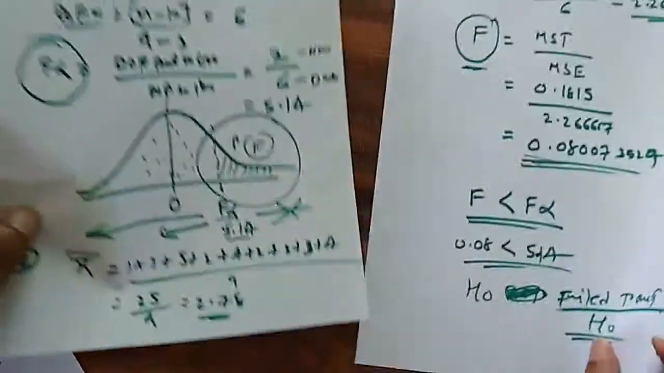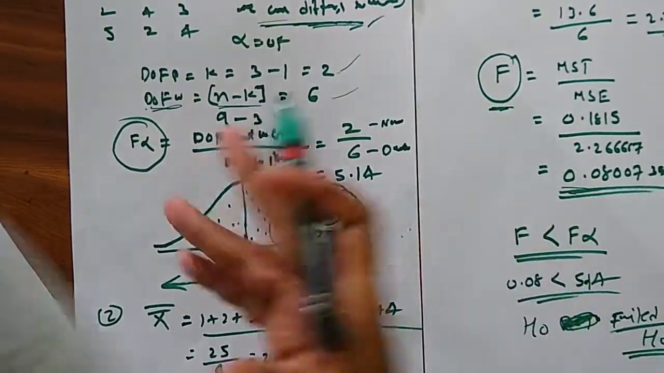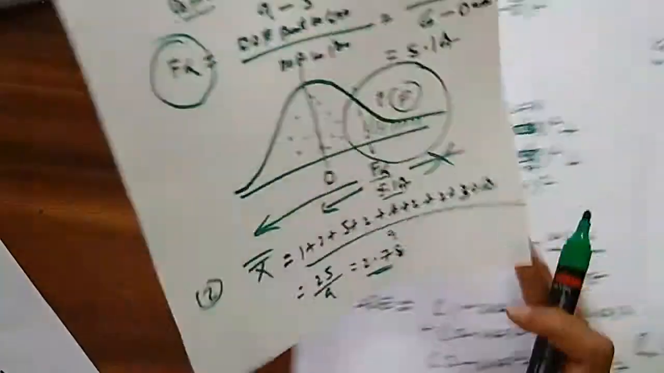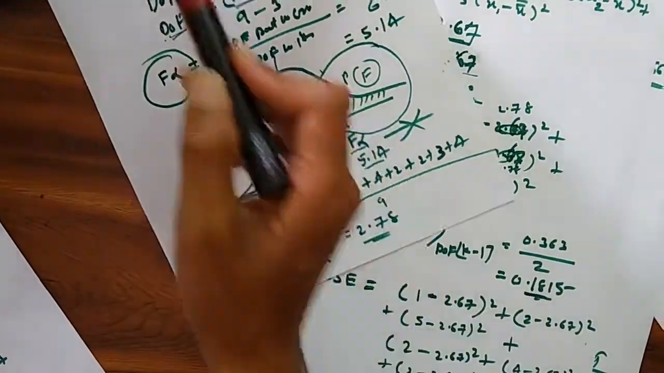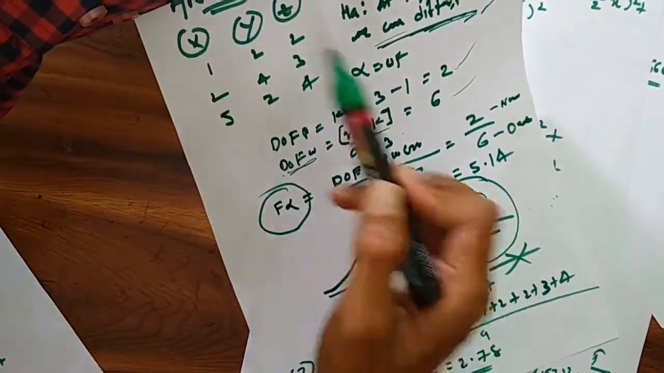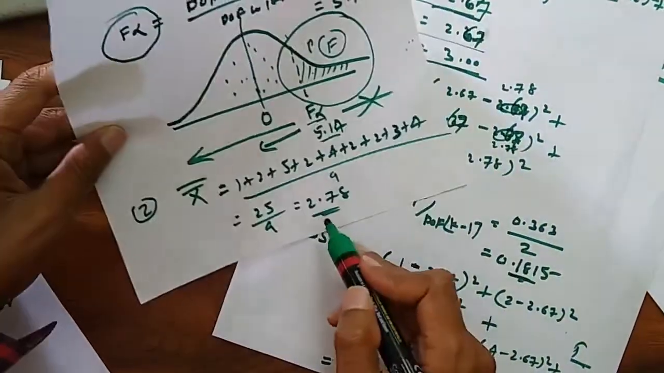Now, to calculate the F value, you need to identify the grand mean, x bar. You need to sum all the values and divide by the total number. You got 2.78 as the grand mean.